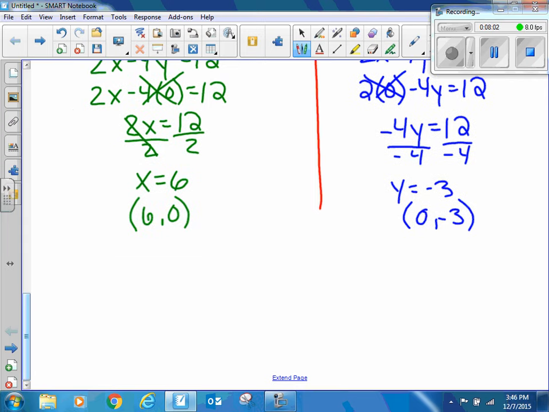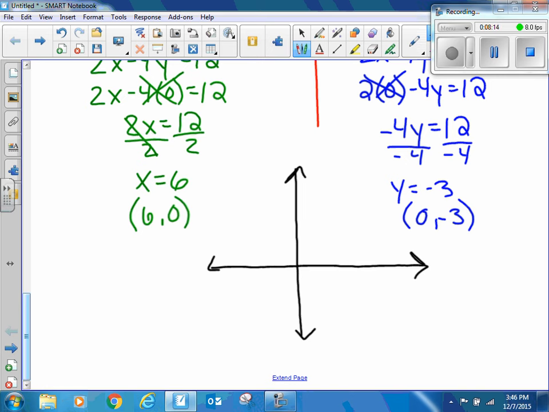Okay, now you have your 2 points, or your 2 ordered pairs, so we're going to put those on a graph the best we can given what we're working with. So I'm going to take the point (6, 0). 1, 2, 3, 4, 5, 6. There's that 1 point. And then I'm going to use the point (0, -3). 1, 2, 3. There's (0, -3). And I'm going to connect this. And there you have our line.